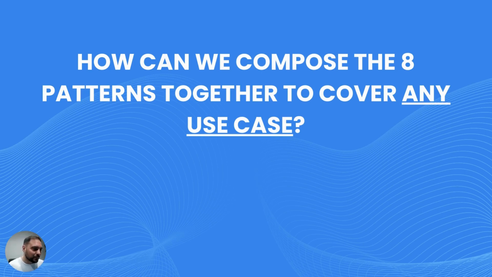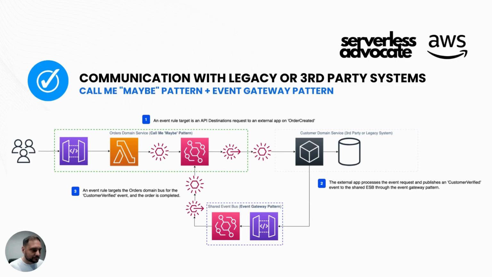So how can we compose the 8 patterns together to cover any use case? So let's have a look at 3 different patterns very quickly. So the first one is communication with legacy or third-party systems. So the call me maybe pattern and event gateway pattern. So we talked about this a little bit earlier.